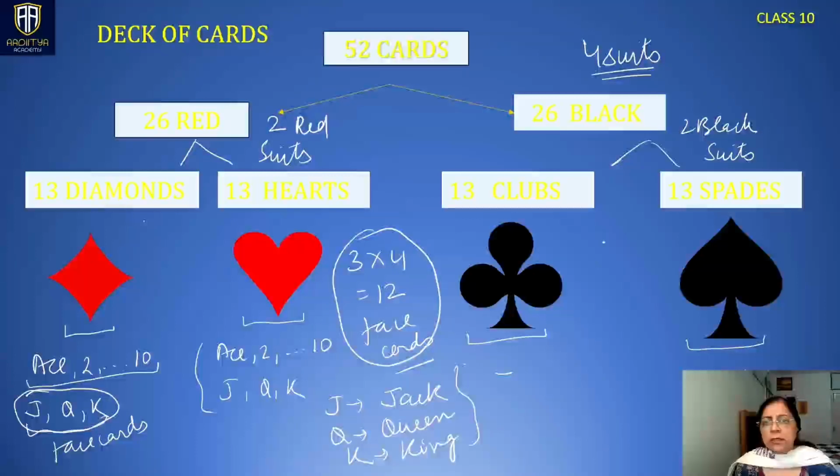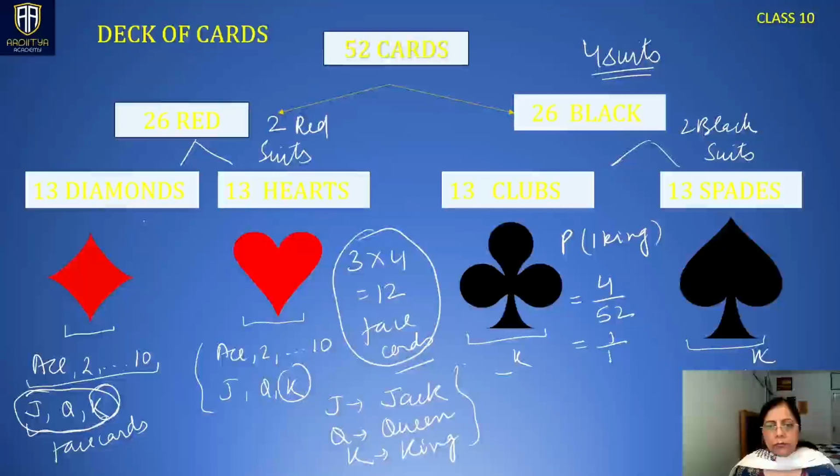Now if you want to practice, what is the probability of getting one king if you draw one card from the deck of cards? You have to look for how many favorable outcomes there are, how many kings there are. One king is in diamonds, hearts, clubs and spades. We have 4 kings in all. So the favorable cards are 4 and the total number of cards is 52. Probability of getting one king becomes 1 by 13. This way we practice probability in cards.